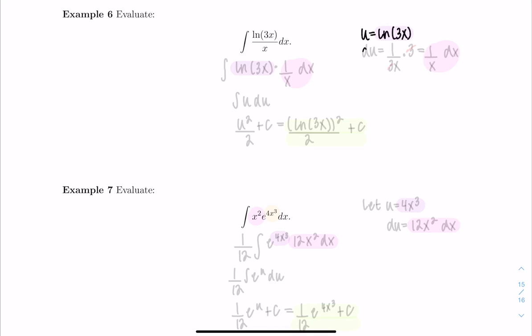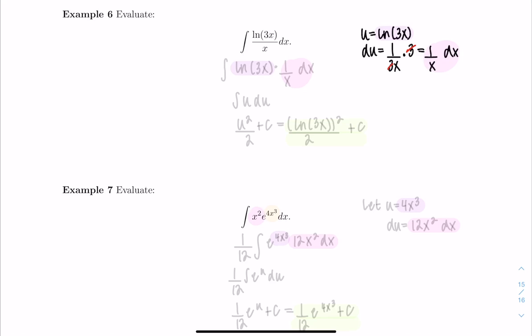And so then the derivative is 1 over 3x times 3. And those 3's end up canceling, so I end up with 1 over x dx.